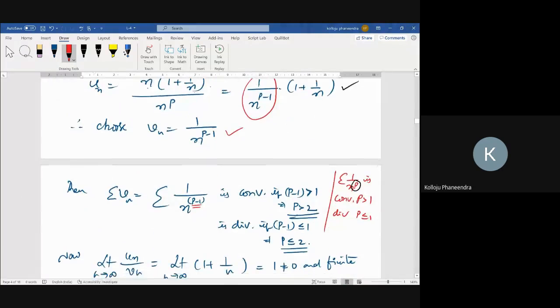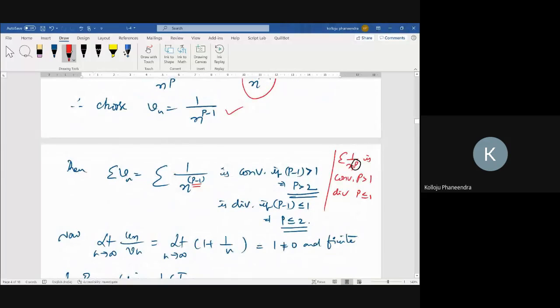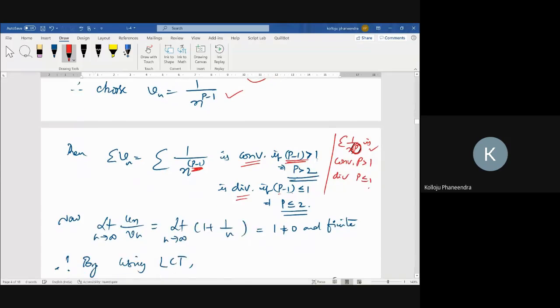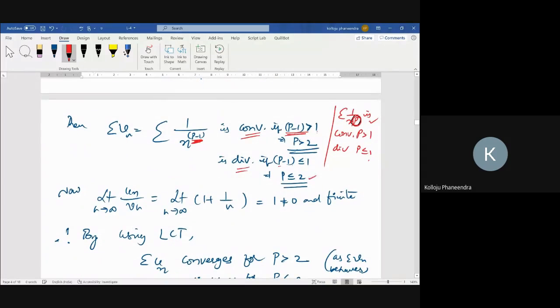To decide convergence or divergence, we know that for 1 by n power p, if p is greater than 1 it converges, and if p is less than or equal to 1 it diverges. Now here, what is the power? p minus 1 instead of p. When p minus 1 is greater than 1, that means p greater than 2, the series converges. And p minus 1 less than or equal to 1, the series diverges, so p less than or equal to 2.